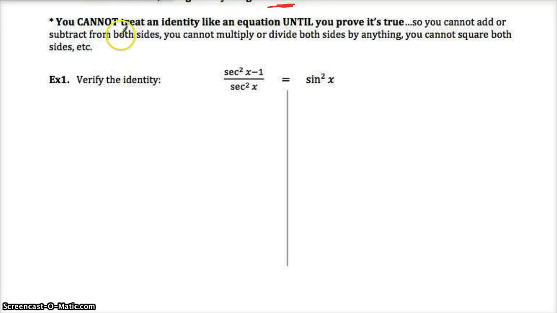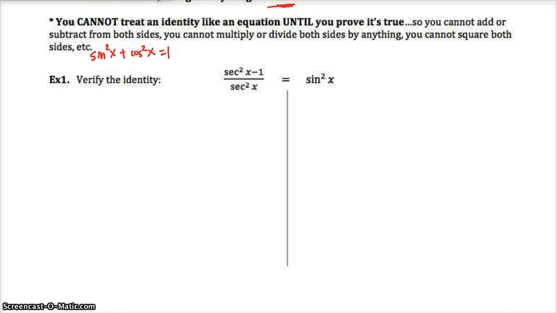Let's see. Example number 1. It says verify this identity. Obviously the left-hand side is way more complicated than the right-hand side, so I am going to manipulate the left-hand side. I see I have secant squared x minus 1. When I see this x squared minus 1, I immediately think of my sine squared plus cosine squared equals 1.